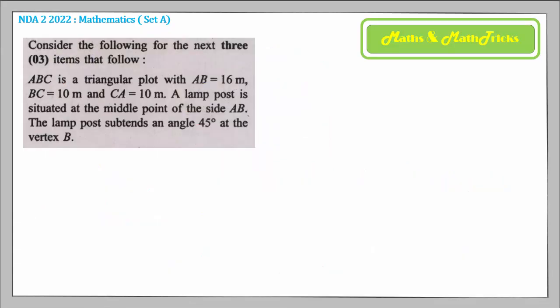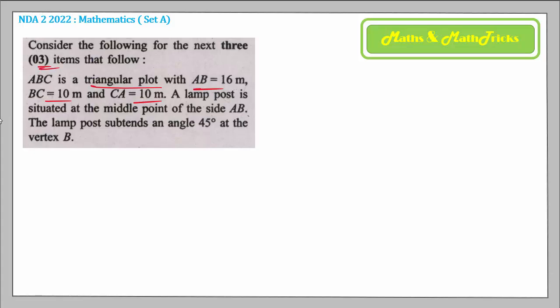Coming on to the next question quickly now. In this question they say ABC is a triangular plot with AB 16 meters, BC 10 meters and CA 10 meters. You are given these three sides of the triangle, and there is a lamp post which is situated at the midpoint of the side AB. This is the info to answer three questions again.